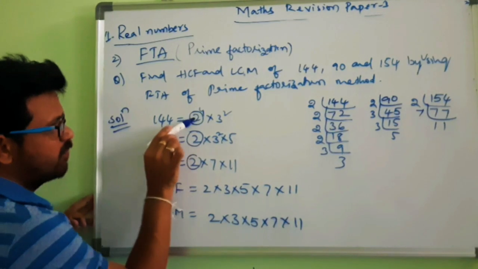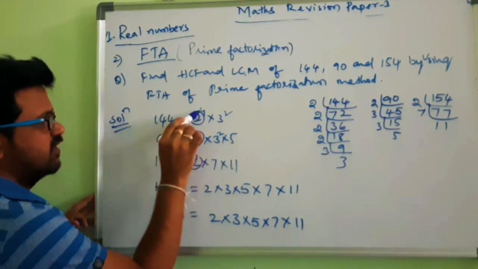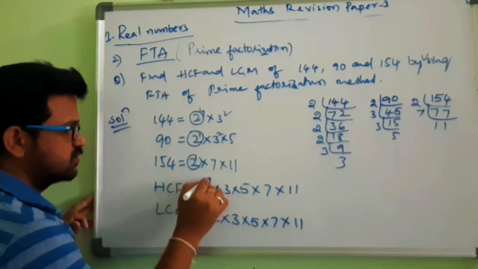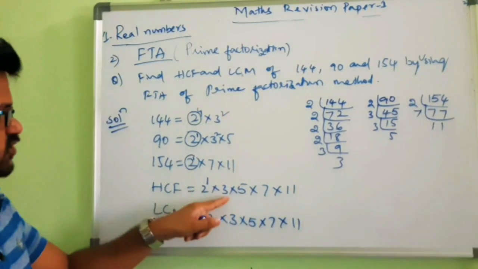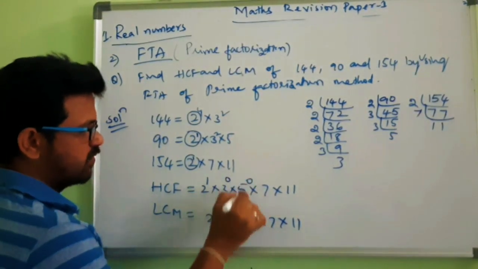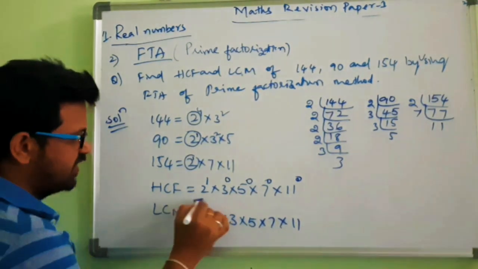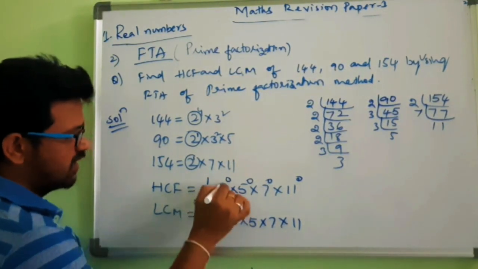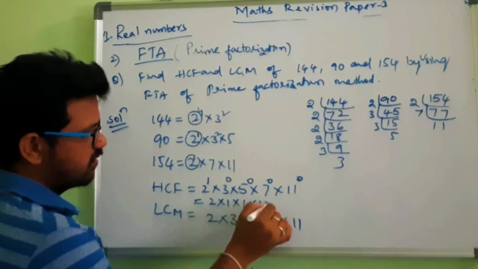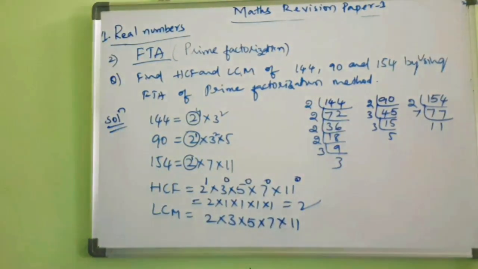What is the minimum power of 2? See, this is 1. Here also 1. Here 4. So the minimum power is 1. And there is no 3 common, so write power 0. 5 also power 0. So I am writing here 2 power 1, and this is 1, 1, 1, 1. That is 2. HCF is 2. Okay, and next.